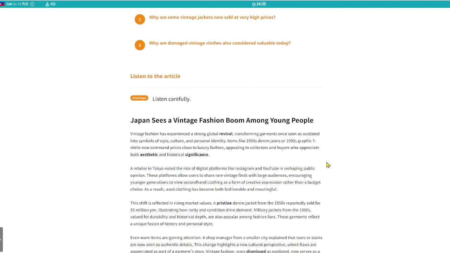This shift is reflected in rising market values. A pristine denim jacket from the 1950s reportedly sold for 35 million yen, illustrating how rarity and condition drive demand. Military jackets from the 1960s, valued for durability and historical depth, are also popular among fashion fans. These garments reflect a unique fusion of history and personal style. Even worn items are gaining attention. A shop manager from a smaller city explained that tears or stains are now seen as authentic details. This change highlights a new cultural perspective, where flaws are appreciated as part of a garment story. Vintage fashion, once dismissed as outdated, now serves as a way to express memory, values, and individuality.